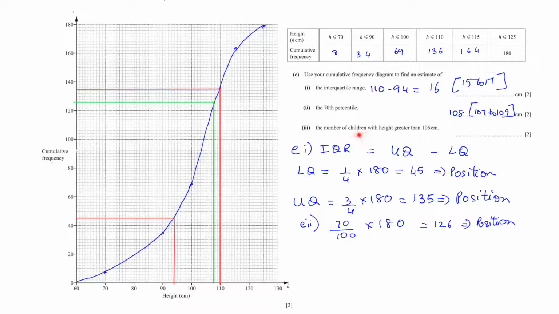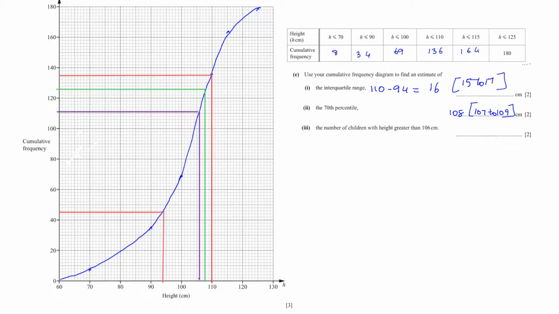E3. The number of children with height greater than 106 centimeter. So greater than 106 centimeter is this height here. This is 105, 106. We have to draw the line here and see what values are there. So we drew the line from 106 here, and we will now find the corresponding cumulative frequency. It is 111.